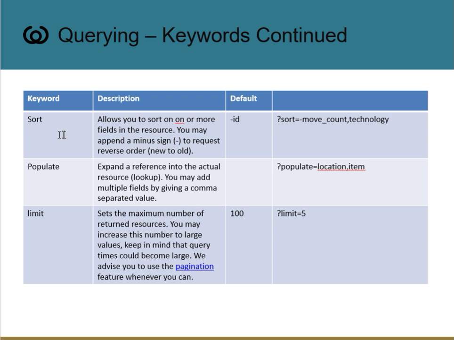We can also sort information. We can sort by ID. That's the default, but you can sort by a lot of things. In this count, it's saying sort by the negative move count and the technology. So that's actually going to flip it around and sort it from high to low and sort it by technology, which is either going to be Bluetooth or Gen 2. We can populate, which we've talked about, which brings back more information, and we can limit, which we've talked about.